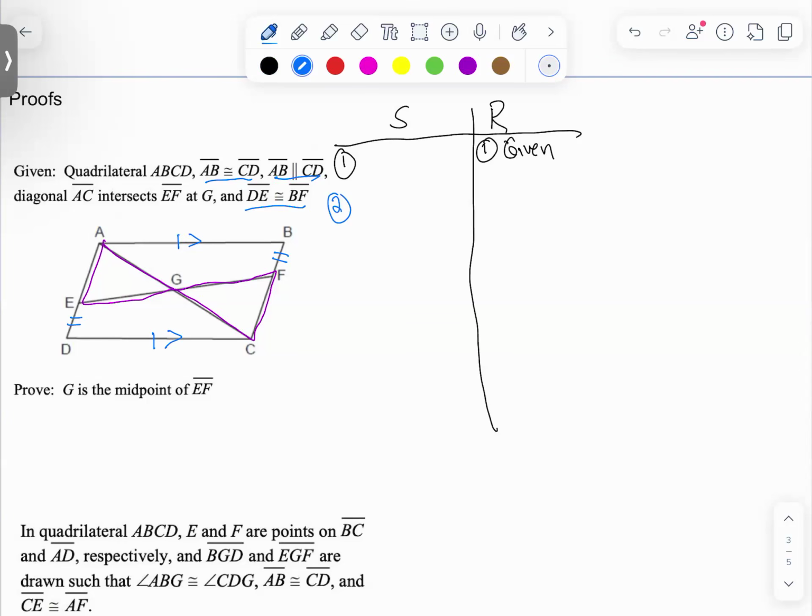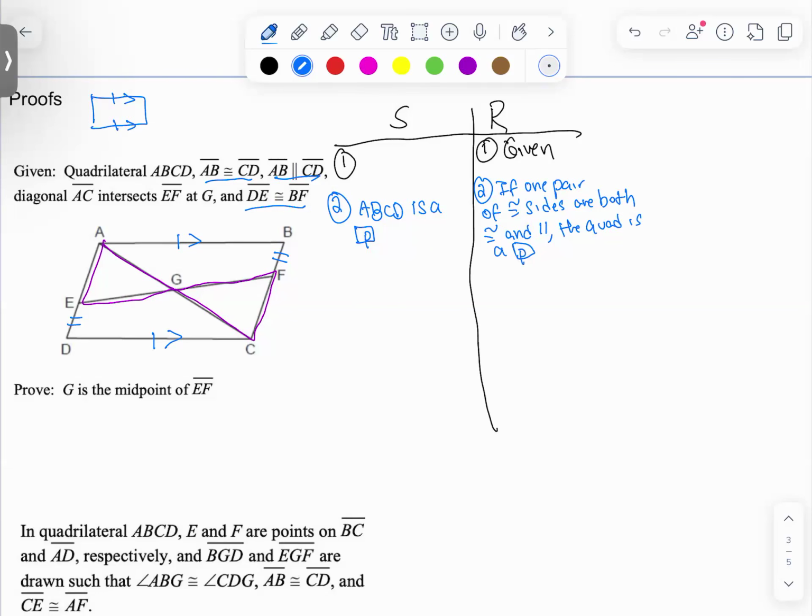From the givens, I can say that ABCD is a parallelogram. And that's because one way of proving that we have a parallelogram is if one pair of opposite sides are both congruent and parallel. If one pair is both, then it's a parallelogram. If one pair of sides are both congruent and parallel, the quadrilateral is a parallelogram.